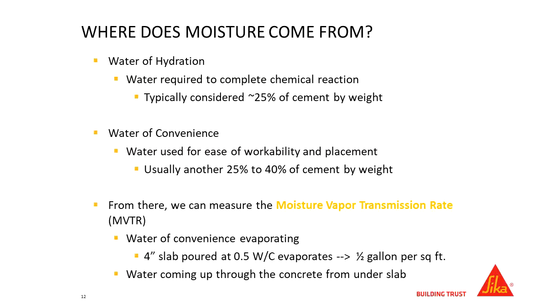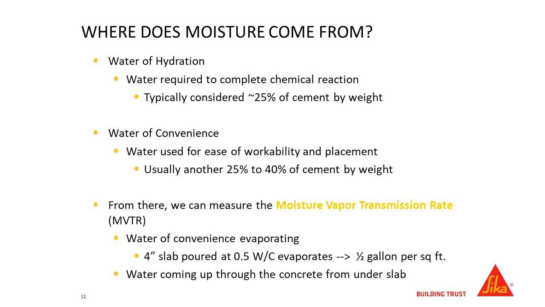So where does it come from? In concrete, you have two sources of moisture. You have water of hydration. This is the actual water that's required to complete the chemical reaction that allows concrete to cure. Typically, that's about 25% of the cement by weight. What that means is that moisture is actually used in the chemical reaction that causes the concrete to cure up. So that water of hydration typically is not part of the issue with moisture problems.